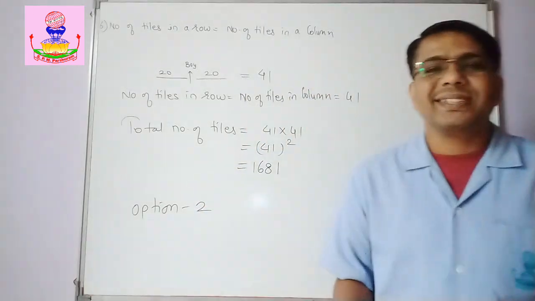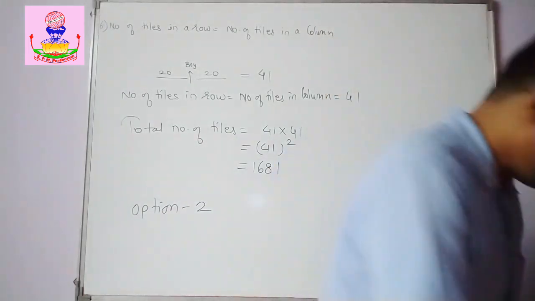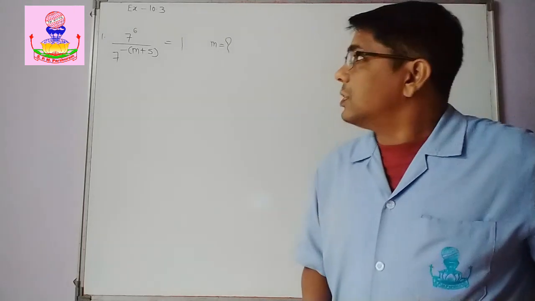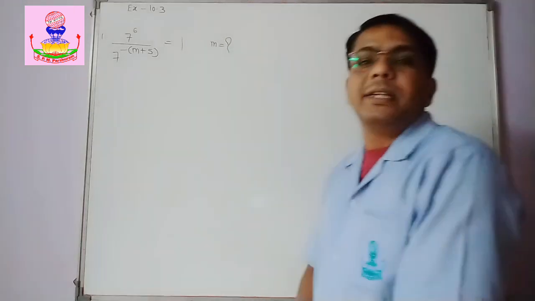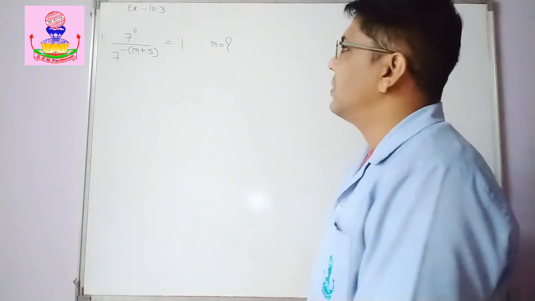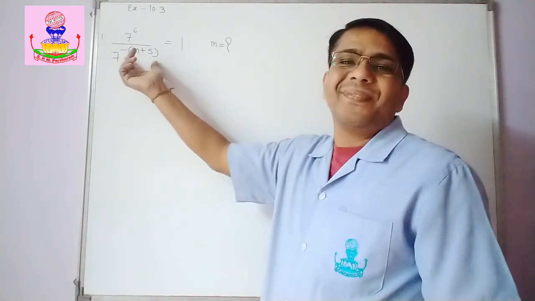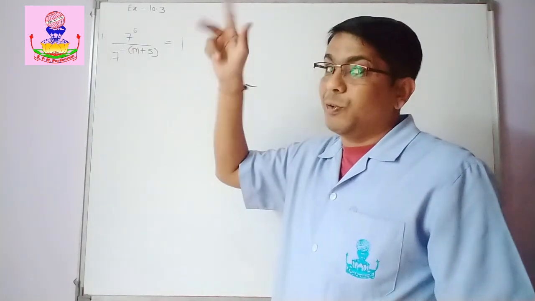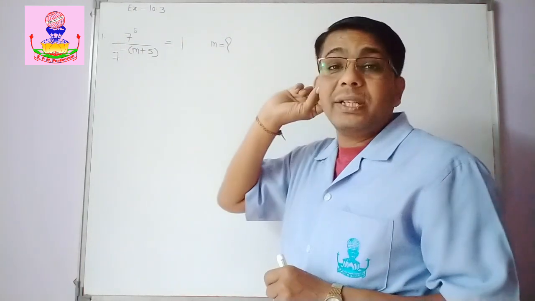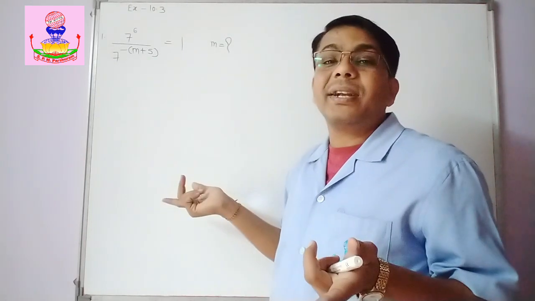Okay. So let's move to the next exercise now, 10.3. Now see, first one, exercise 10.3: 7 raised to 6 upon 7 raised to minus in bracket m plus 5 is equal to 1. So first what you do, open the brackets here, so that there is no confusion after that, because this is law of division. Secondly, this one, express it as base 7. How I can do that?